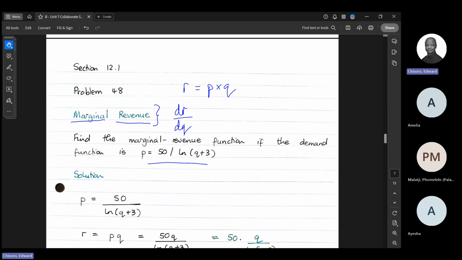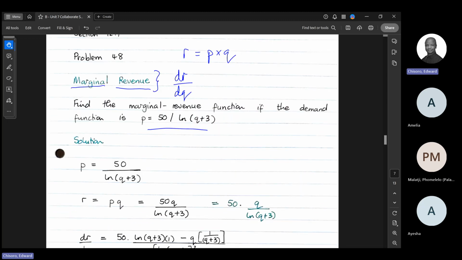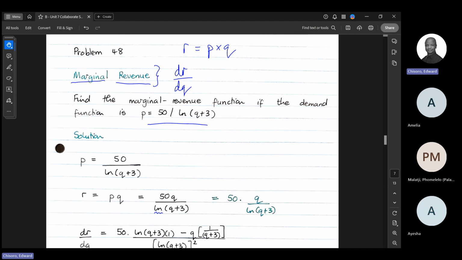Let's go and find our R, that's PQ. We multiply this by Q, so we end up with 50Q over ln of Q plus 3, which is just a quotient or a fraction that also has a ln inside it, or log inside it. So we're going to use two rules. Firstly, the quotient rule, and secondly, the log rule. So we're going to go ahead and do that.